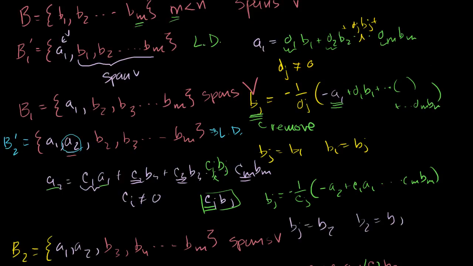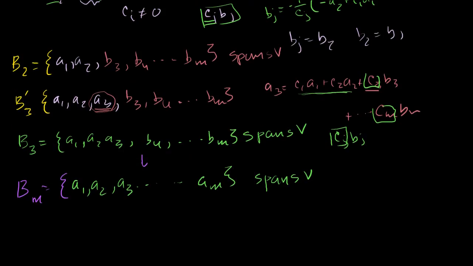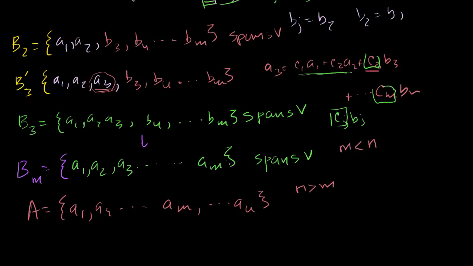So we always have enough A elements to do this, because we have more A elements than there were B elements to begin with. And we get a result that this spans V. But we already said that the set A, which is equal to A1, A2, all the way to AM, and then AM plus 1, and then some more terms between m and n, all the way to AN. Remember, we said that n is greater than m. Or when we defined B, we said that m is less than n. Same thing, that this was a smaller set.